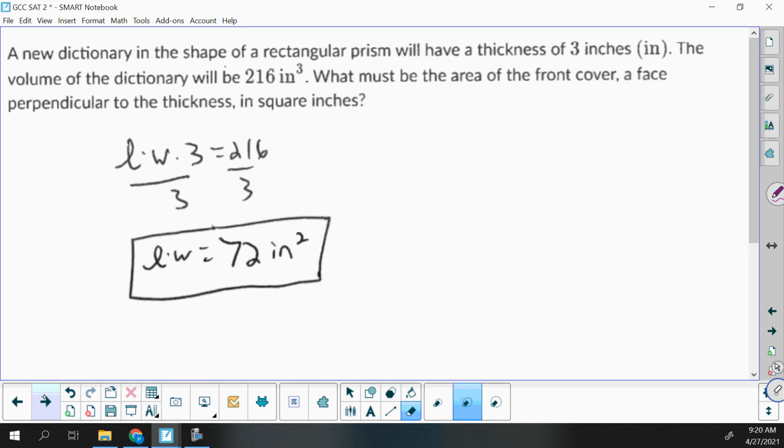Our dictionary, it's a rectangular prism, so we have length times width times height, but they told us the height was 3. That volume should equal 216, so divide the 3 over, and then the area of the front cover, which is the length times the width, would just be 72 inches squared.